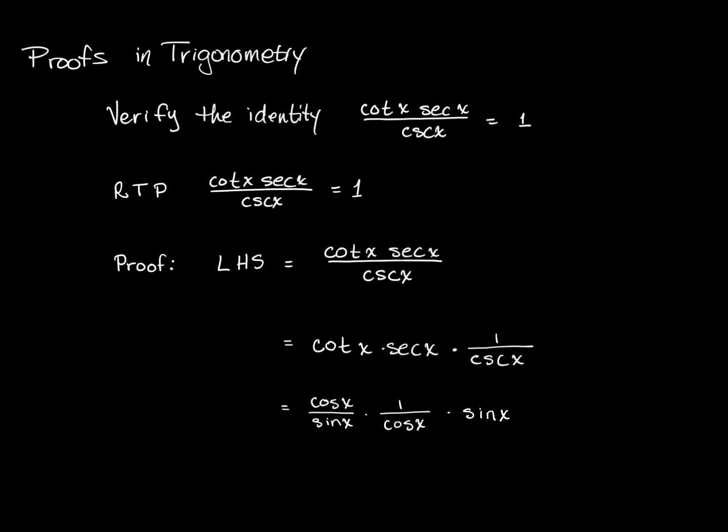Now I can see that sine of x over sine of x will cancel, and cosine of x over cosine of x will cancel. And everything has canceled now, and the result, therefore, is 1. Well, that's exactly what I wanted. The right-hand side of the identity that I'm trying to prove is 1. So at this point, I can just say that that equals the right-hand side. And I'm done.